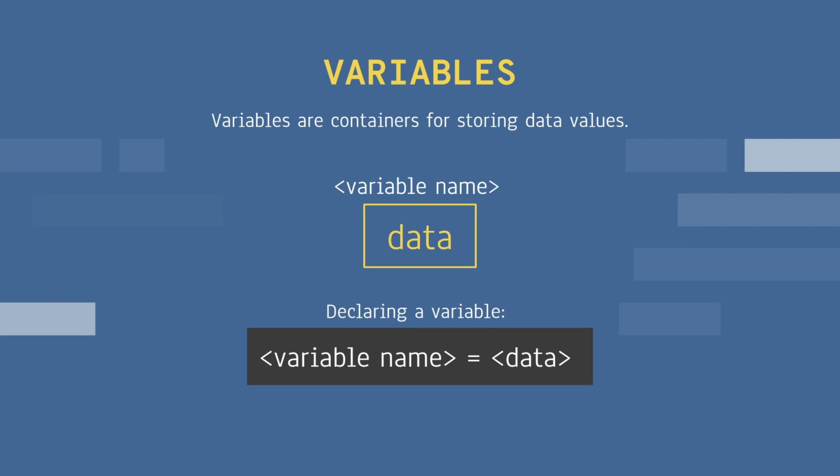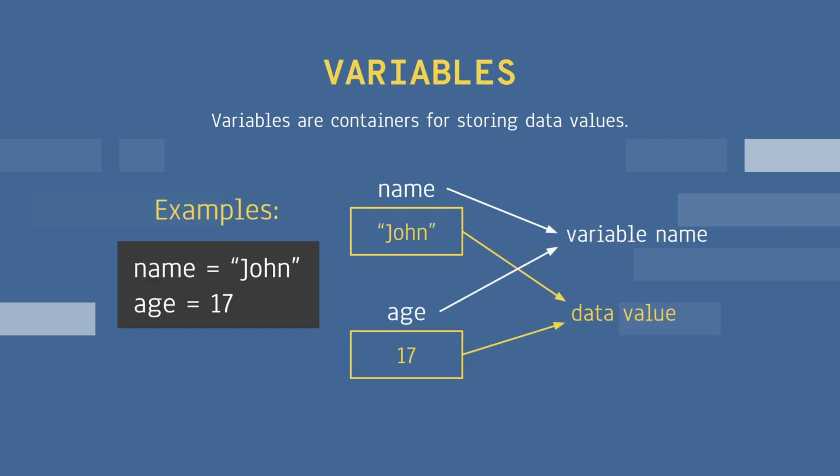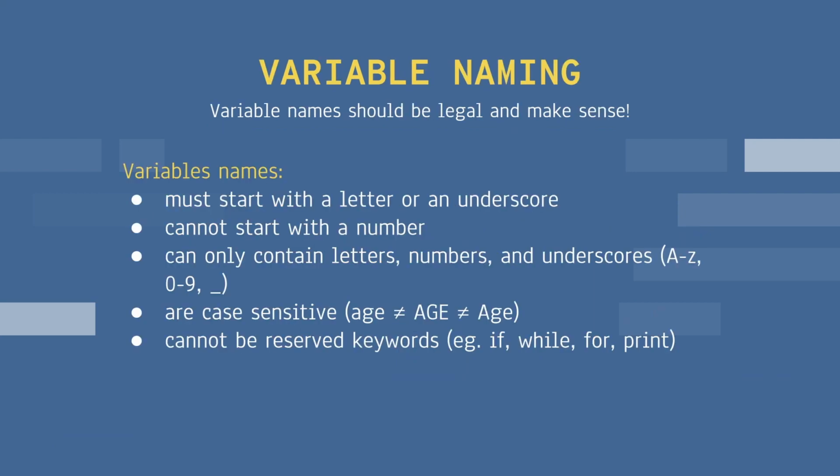To declare a variable in Python, we set the variable name equal to whatever data we want stored inside the variable. Here we have two examples of variables which are name and age, and they hold the data John and 17 respectively. When choosing a name for a variable, we do have to be mindful of some rules in Python.